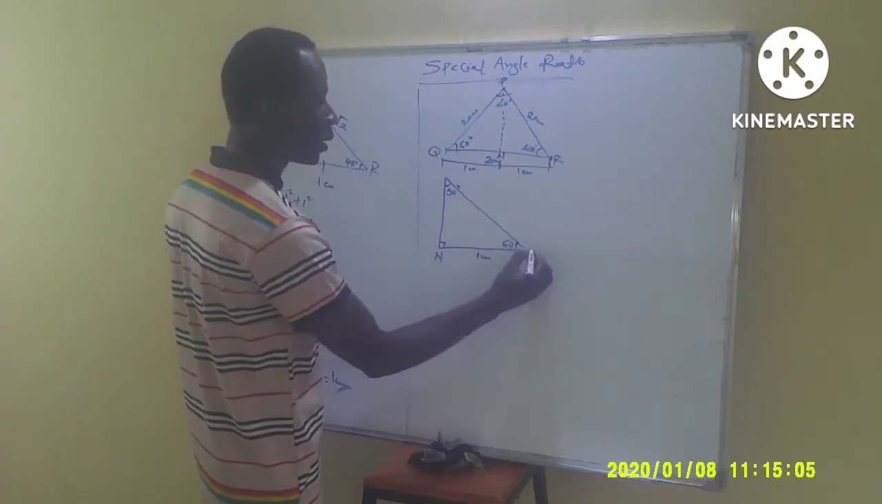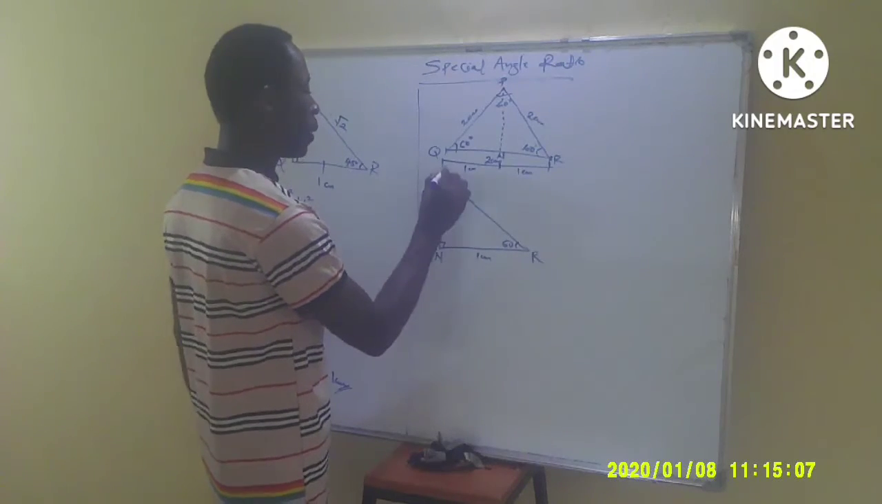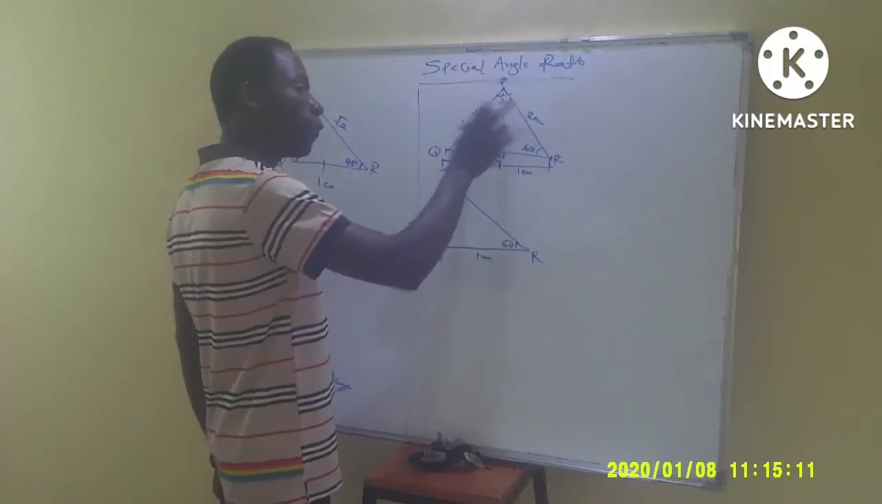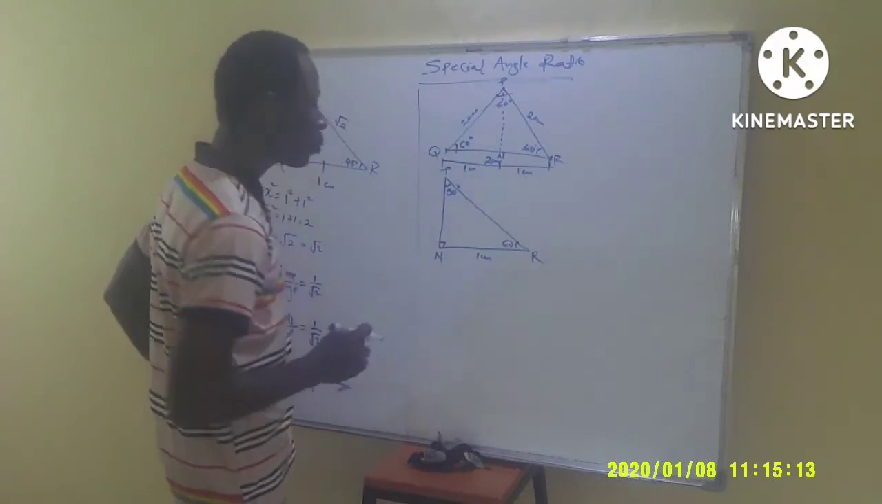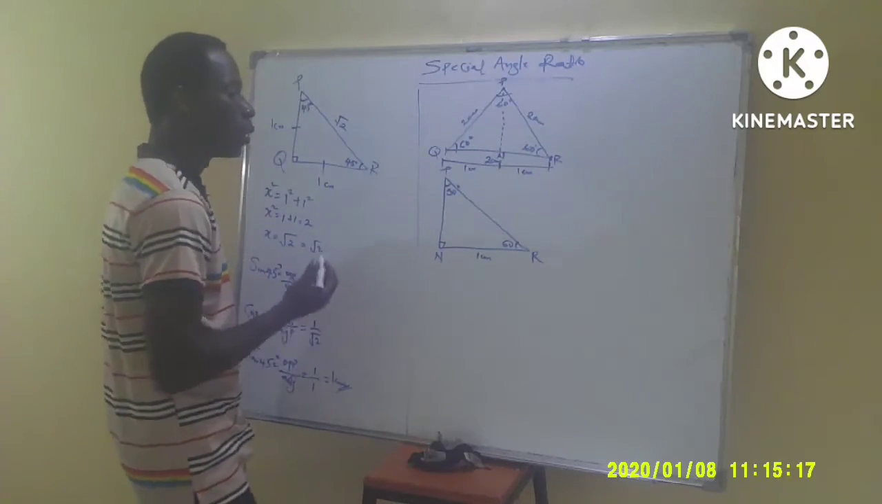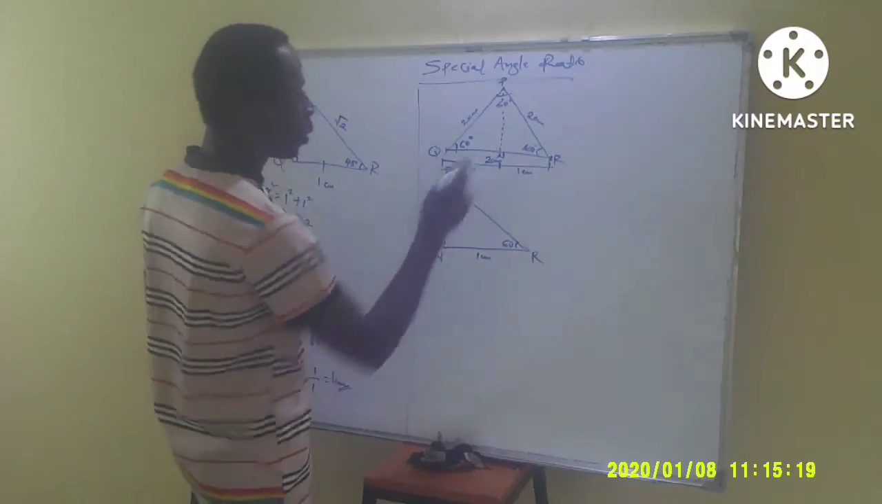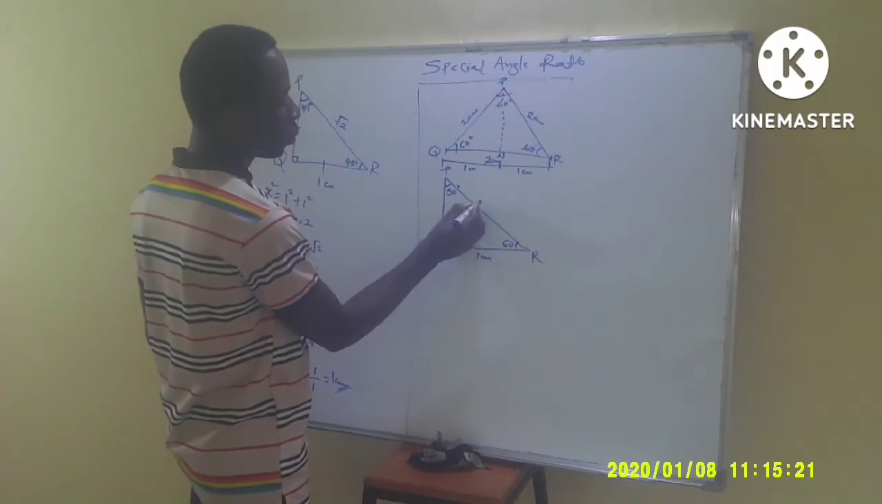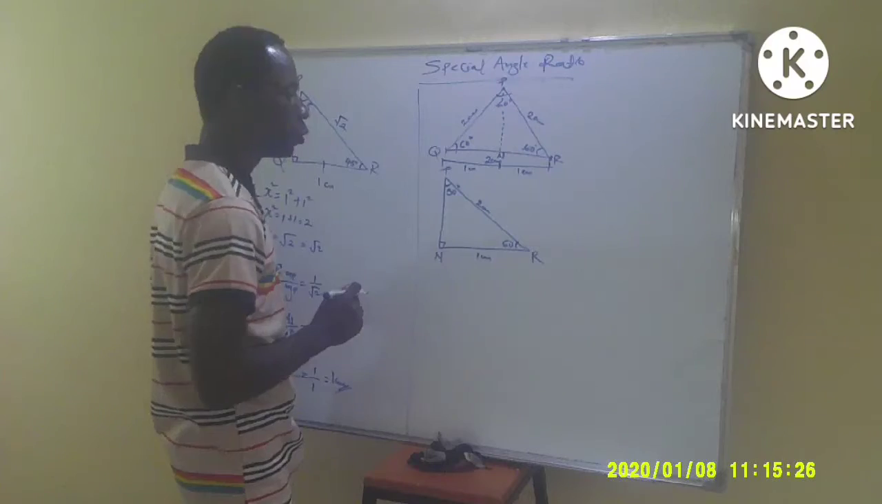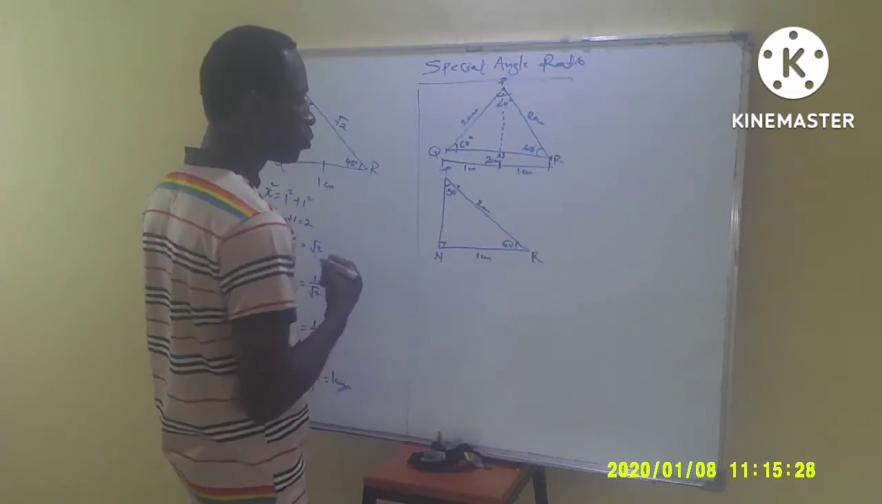Remember, here's our N, here's our R, and here's our P. These are new triangles now, evolving from this equilateral triangle. So now we want to talk about the sine of 30 degrees and the tan of 30 degrees. But remember, what's the length? Here was 2 centimeters. So what's the length here? Here we don't know. What do we do? Let's use Pythagoras theorem again to solve it.